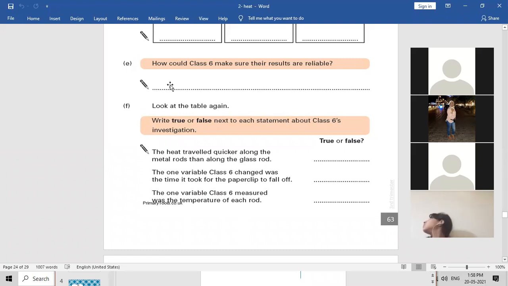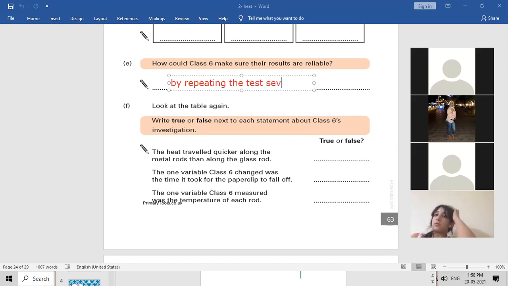Okay, by repeating the test several times. I'm going to write it for you again. By repeating the test several times.